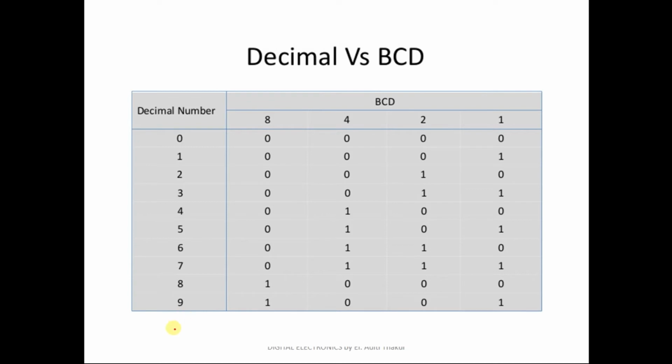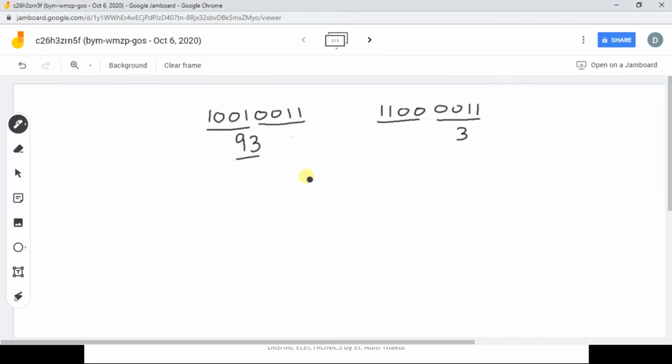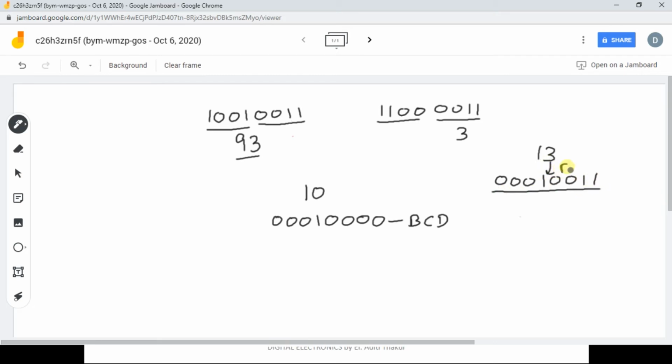So 10 can be made with a combination of 1 and 0. So what will be the representation for 10? If you have to write down the BCD equivalent for 10, you will write 0001 for 1, and for 0 it will be 0000. So this is the BCD representation for 10. Similarly, I will take the example of 13. For 13 it will be 0001 and 0011. This is the BCD representation for 13.